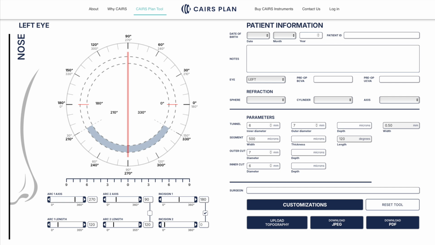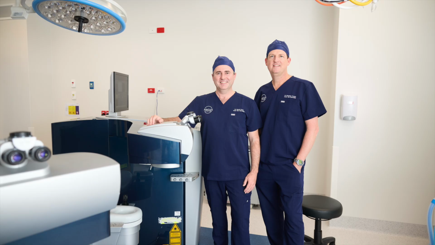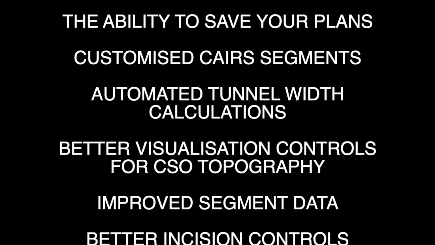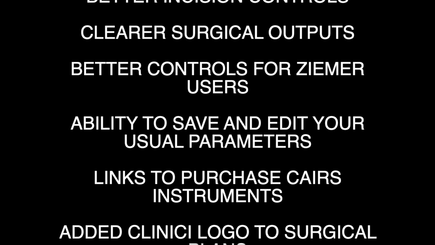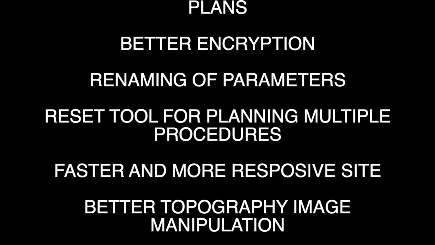Welcome to CAIRSplan.com, the first online planning tool for corneal allogenic intrastromal ring segments. Dr. David Gunn and Dr. Brendan Cronin are proud to be able to release this huge update to the site with dozens of major and minor upgrades. This video will take you through many of the features of the site and how to use them.